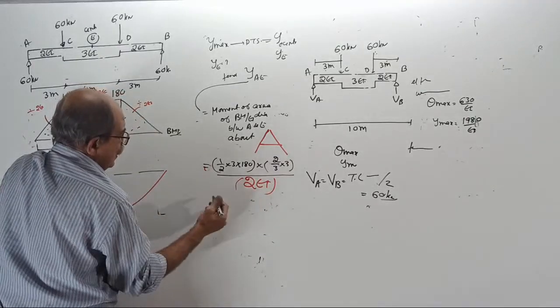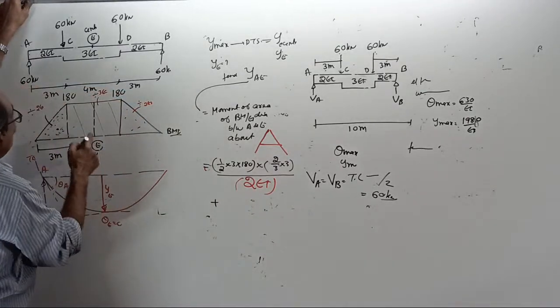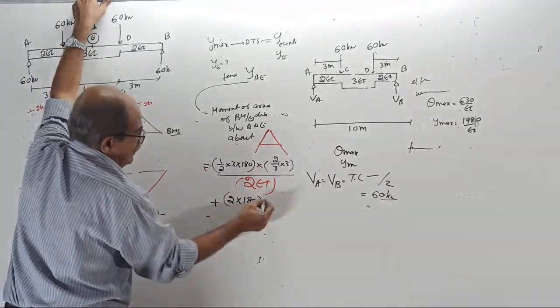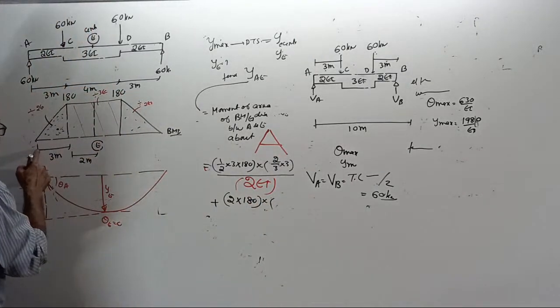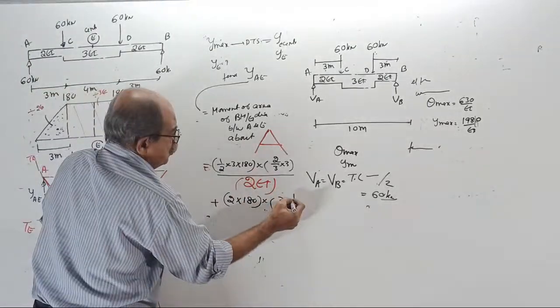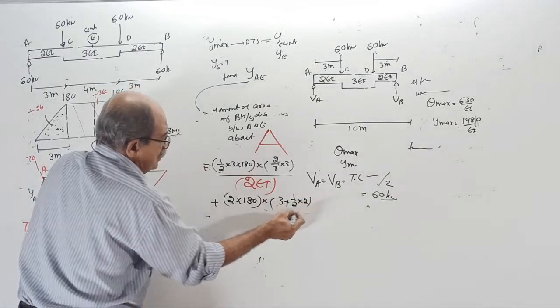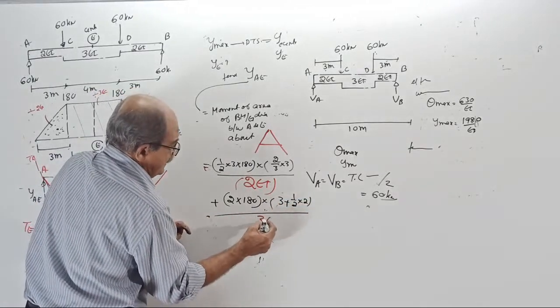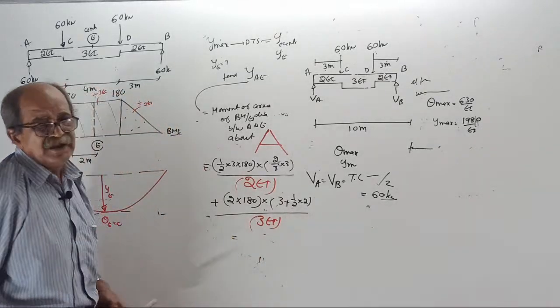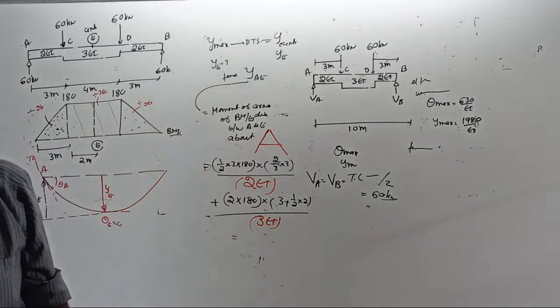Then plus one more area, 2 into 180. 2 into 180 is one more area. Its moment about A is 3 meter plus another half of 2. Half of 2, that one divided by 3EI. Tell the answer fast. Over. That's all.